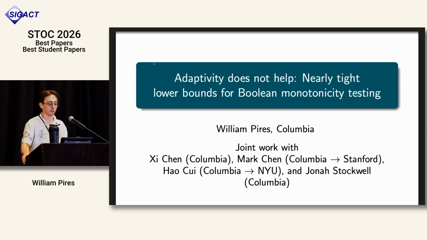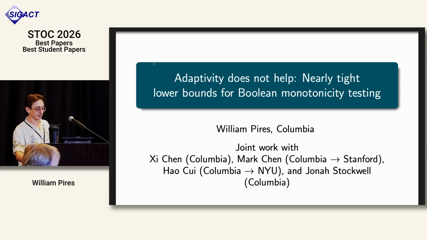Okay, so we have the third best paper, which is by William Pires, and it's a joint work with Mark Chen, Hao Kui, and Jonas Stockwell. It's about lower bounds for Boolean monotonicity testing. Great, thank you for the introduction.